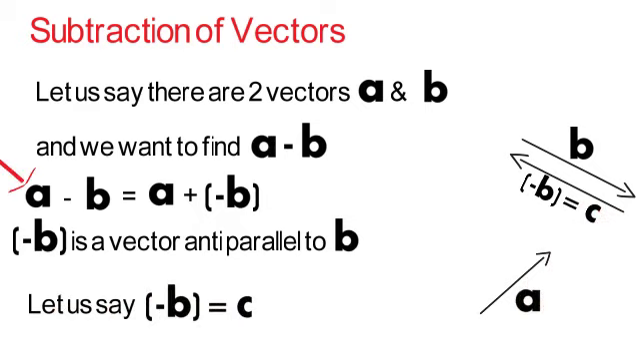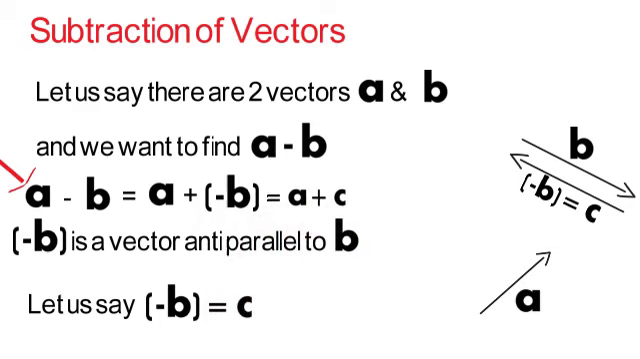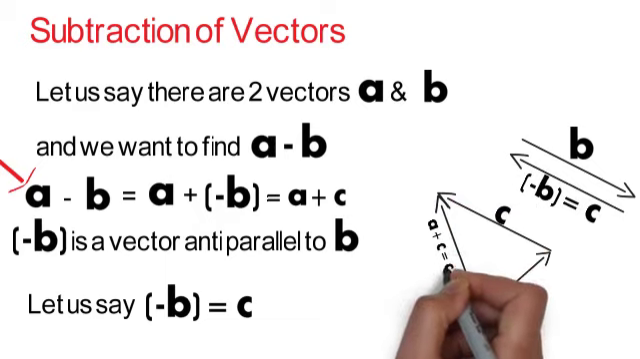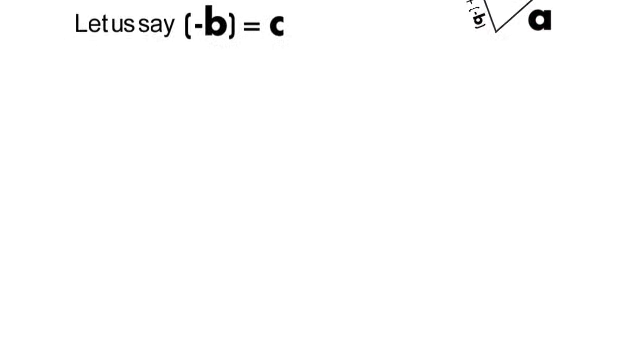Thus, A minus B vector is equal to A plus minus B vector, which can be said to be equal to A vector plus C vector. And therefore, finding A vector minus B vector is the same as finding A vector plus C vector. And we know how to add two vectors A and C. We will place the tail of C over the head of A. The third side of the triangle will be equal to A vector plus C vector. And A vector plus C vector is the same as A vector plus minus B vector.